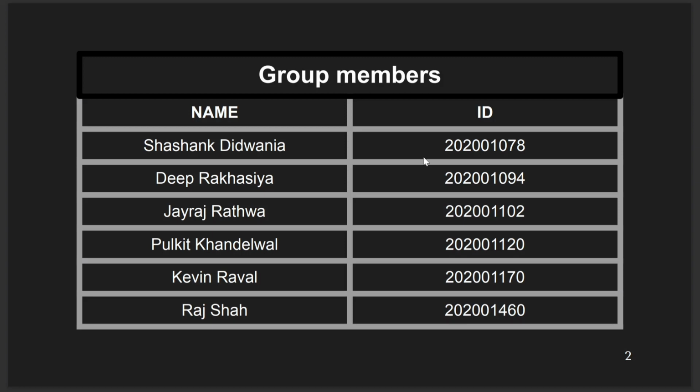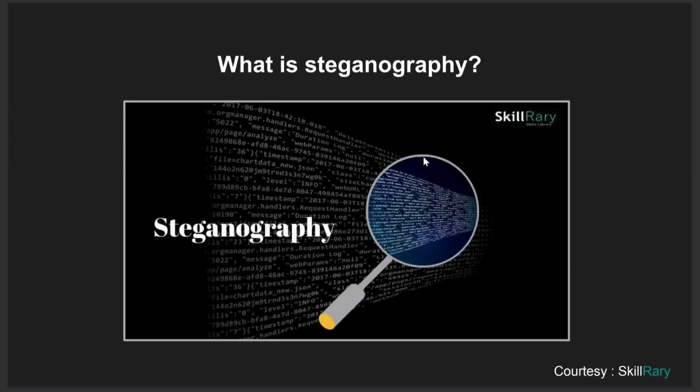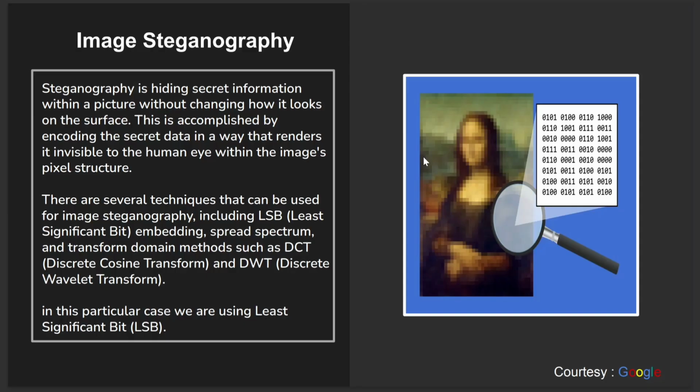So now let me start with what is steganography. Steganography is a method to hide a secret message or data into another media file. There are many types of steganography. Some of them are image steganography, video steganography, and audio steganography. Our project mainly focuses on image steganography.